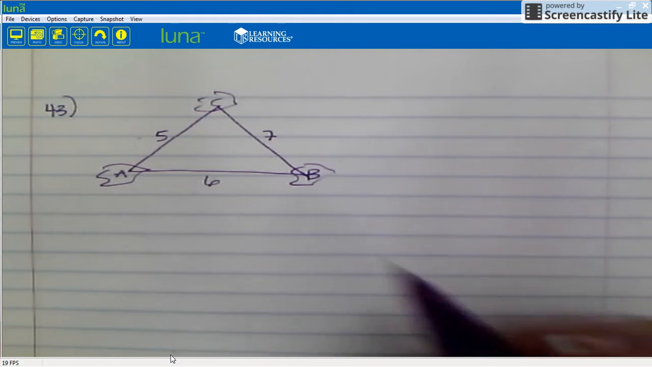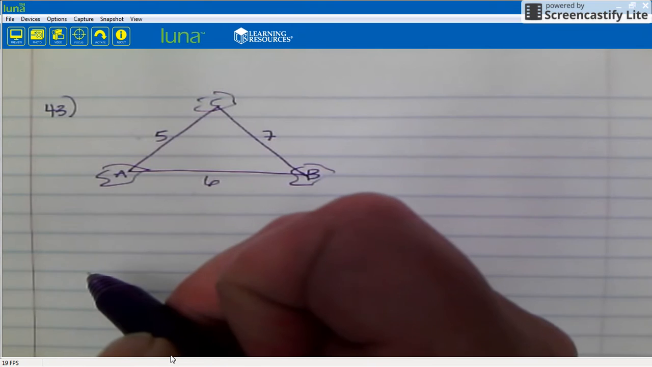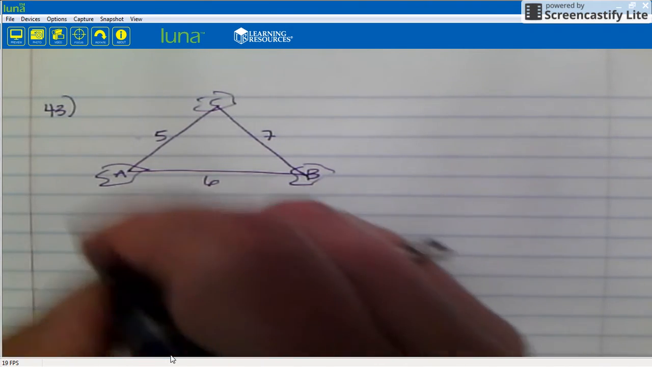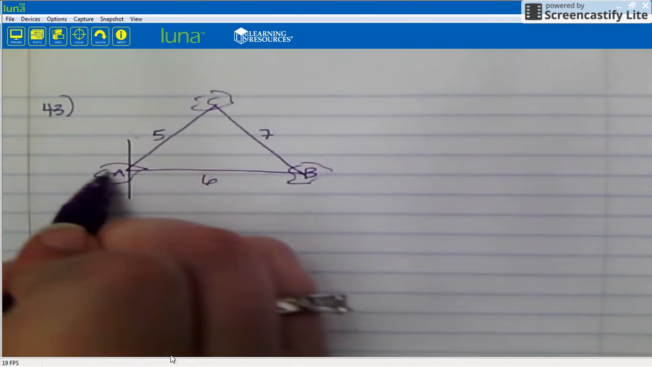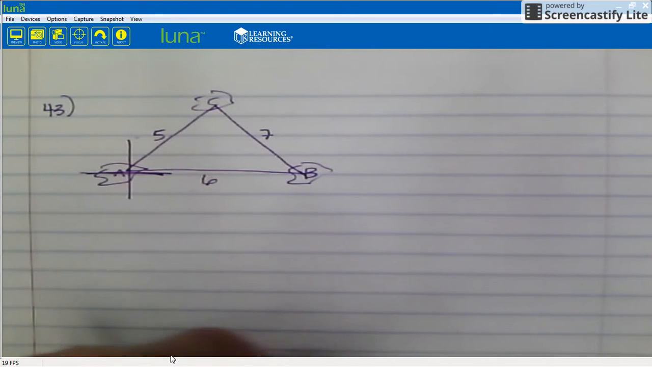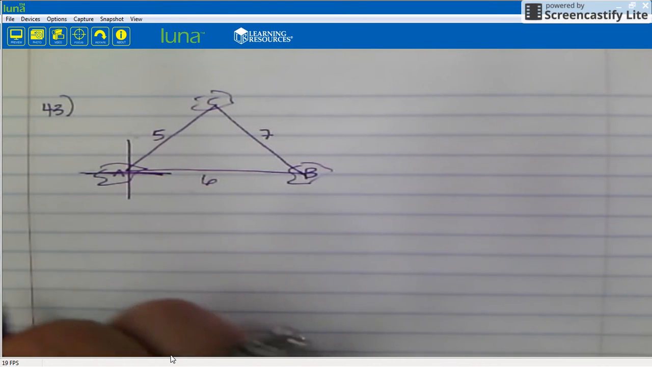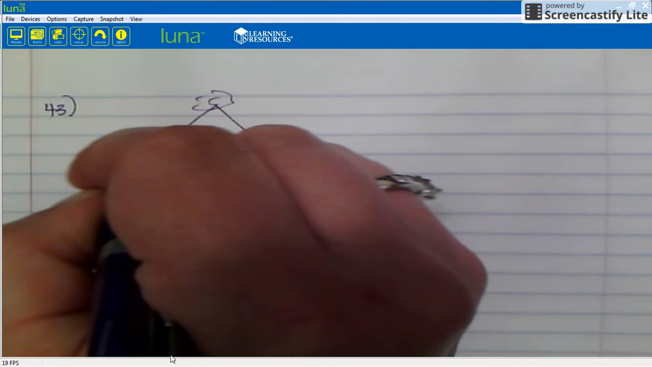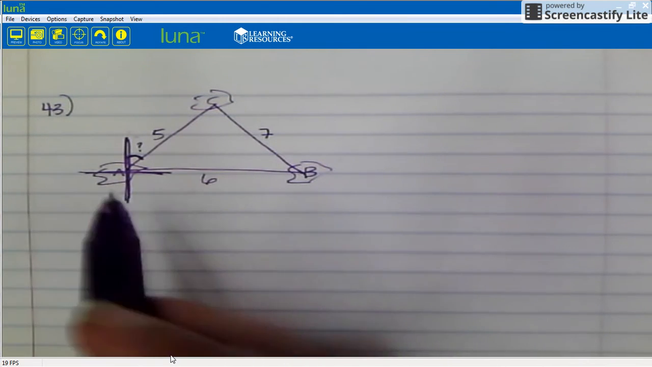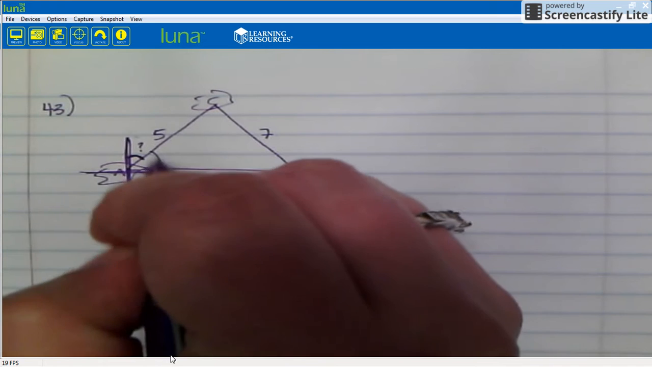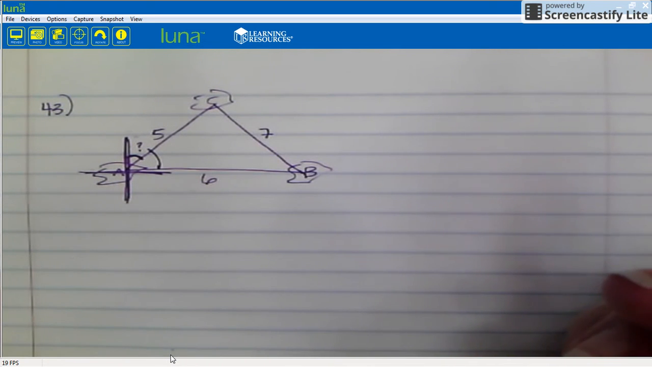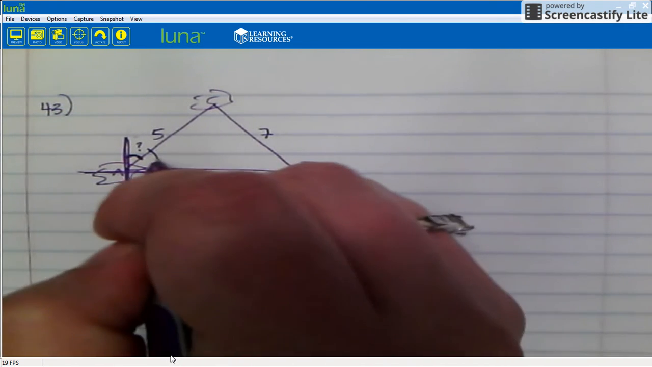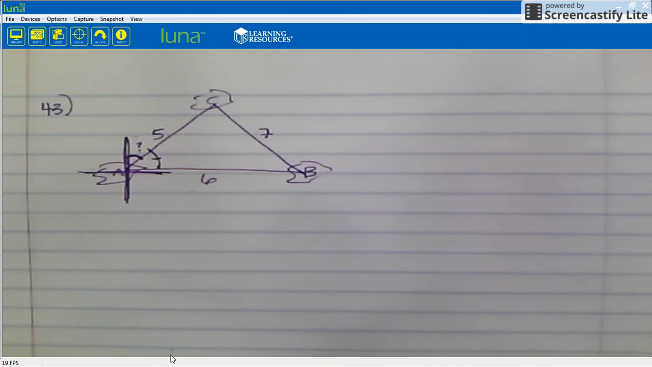It says if you are on island A, on what bearing? So if I draw my bearing at A, at what bearing would you navigate to go to island C? So what you need to know is, what is this angle? Well, to find this angle, I'm going to find that angle. And to find that angle, I'm going to use the law of cosines.